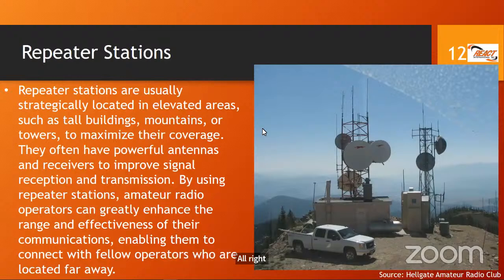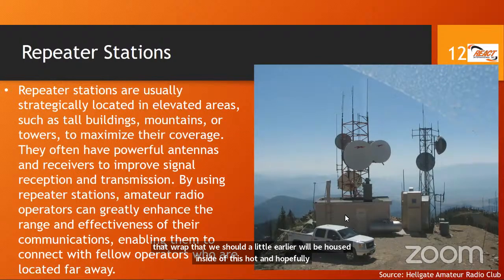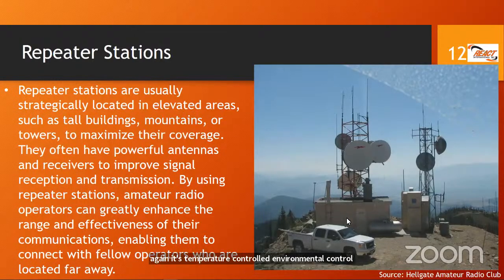So we did say we will show what the outside of a repeater station looks like. On the right-hand side here, this is a mountaintop repeater, and you have a tower and you have antennas and you have the hut. So that rack that we showed a little earlier will be housed inside of this hut, and hopefully again it's temperature controlled, environmental control, to keep it nice and cool, keep the dust out.